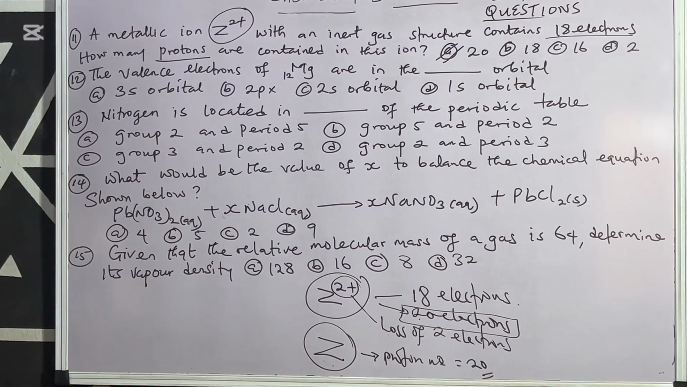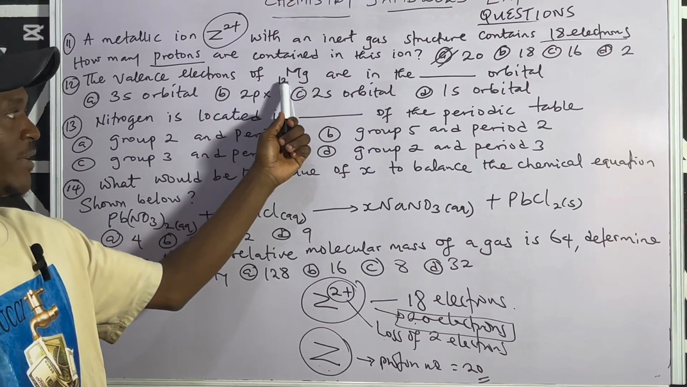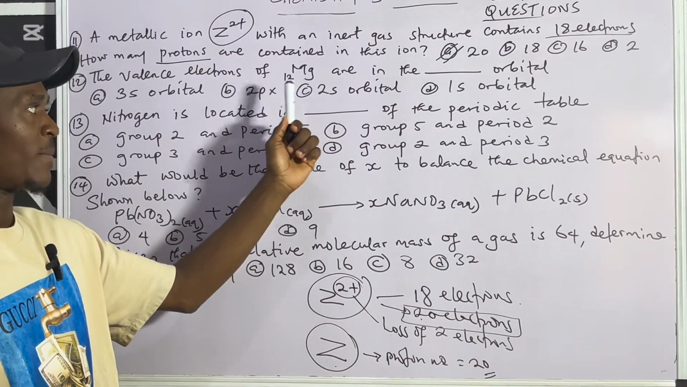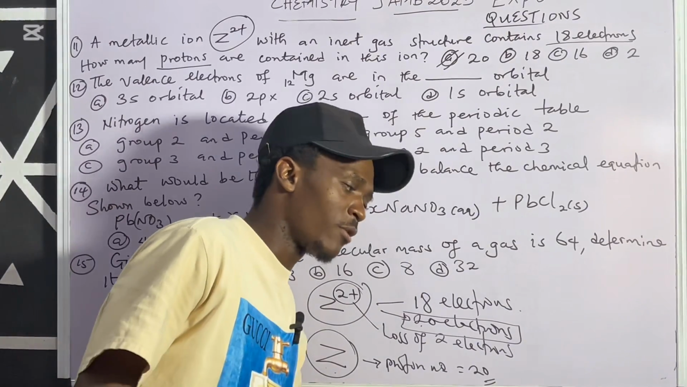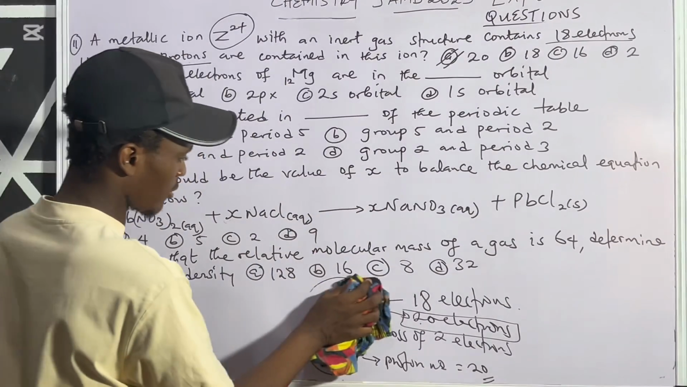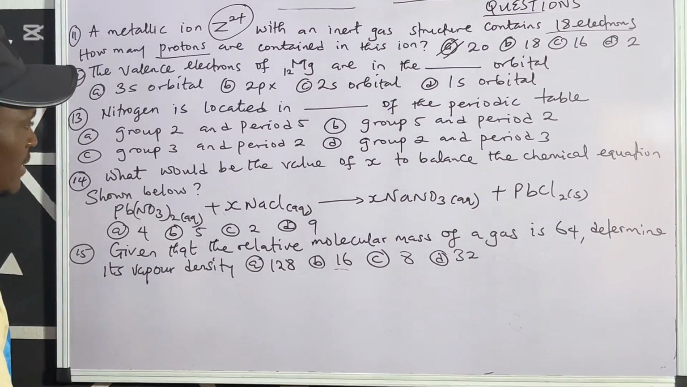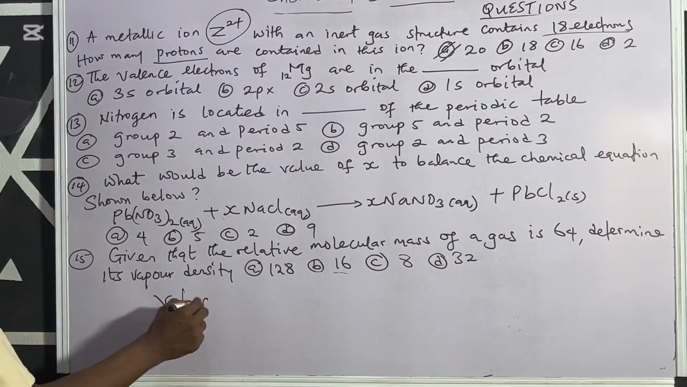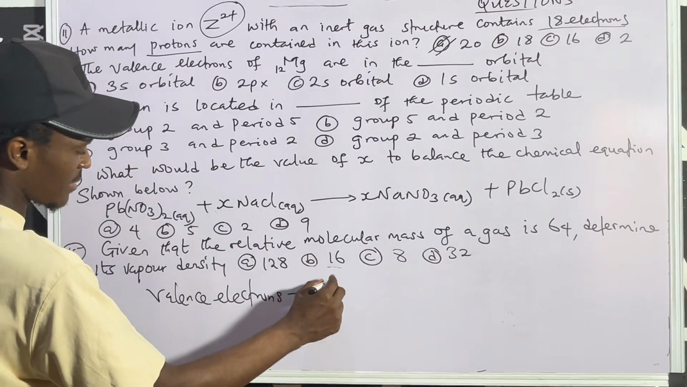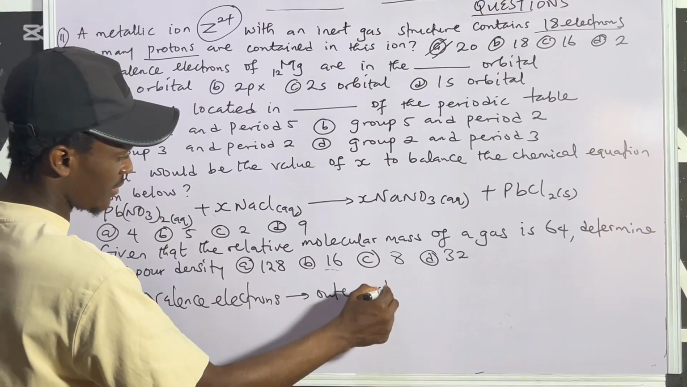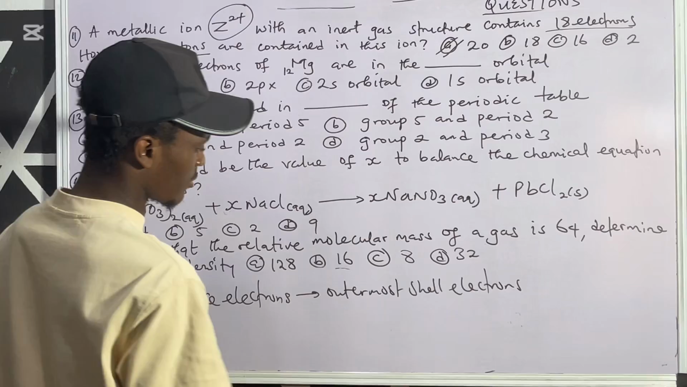The next question. The valence electrons of magnesium, and they even gave the atomic number of magnesium here, are in the dash orbitals. Now, the first thing we need to know is: what are valence electrons? Valence electrons simply means what? Outermost shell electrons. That's what valence electrons mean. And how can we get the outermost shell electrons of magnesium?